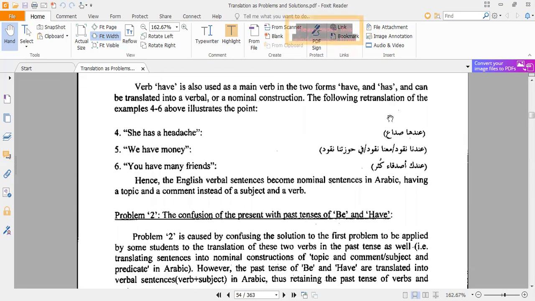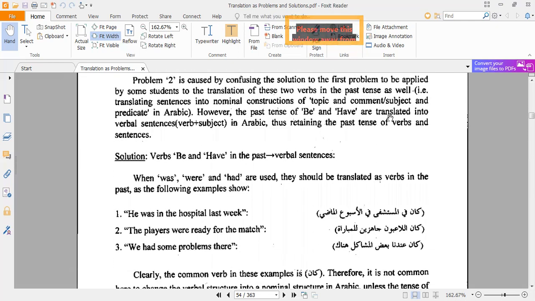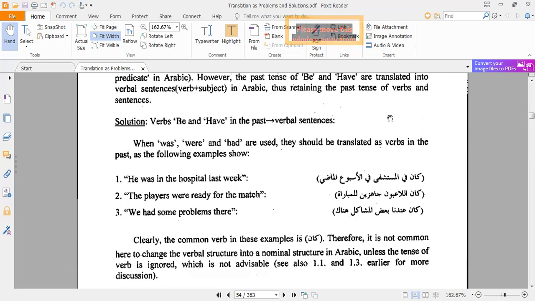طيب she has a headache. عندها صداع. We have money. معنا نقود. نفس الحاجة أو في حوزتنا نقود. هنا نفس الحاجة، حولت الجملة من verbal sentence وترجمتها ل nominal sentence. أوكي. طيب نيجي الآن في الباست سيمبل.